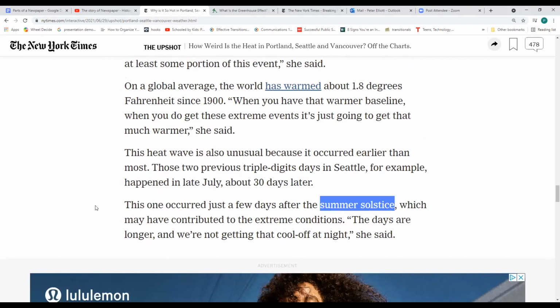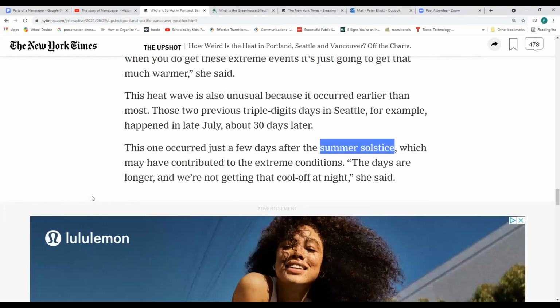When you have that warmer baseline, when you do get these extreme events, it's just going to get that much warmer, she said. This heat wave is also unusual because it occurred earlier than most. Those 2 previous triple-digit days in Seattle, for example, happened in late July, about 30 days later. This one occurred just a few days after the summer solstice, which may have contributed to the extreme conditions. These days are longer. We're not getting that cool off at night, she said.